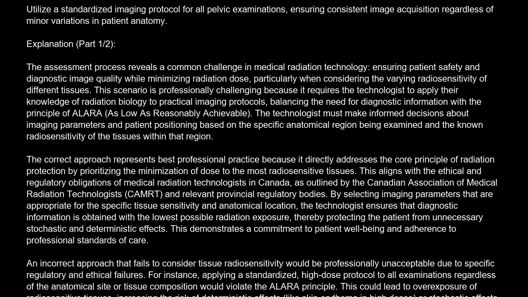The correct answer is B. Utilize a standardized imaging protocol for all pelvic examinations, ensuring consistent image acquisition regardless of minor variations in patient anatomy.